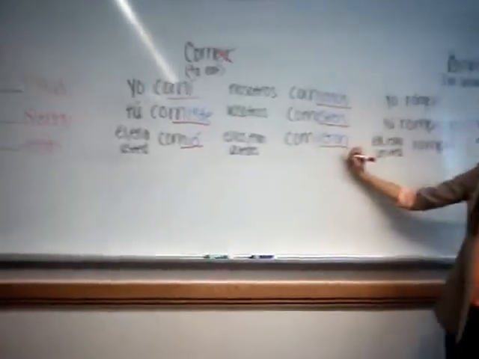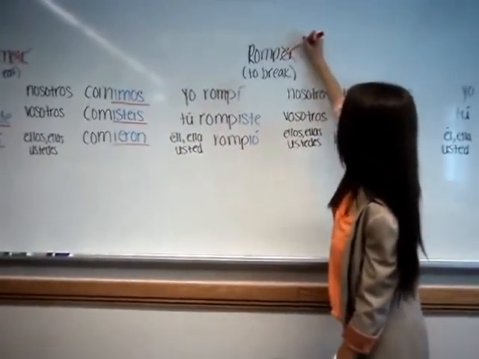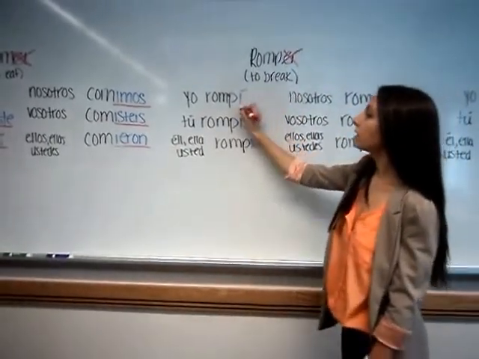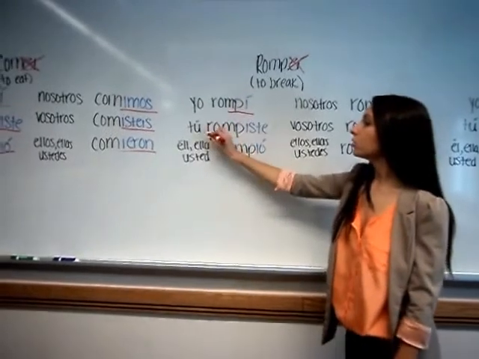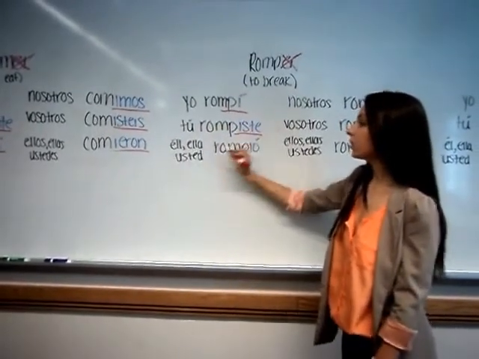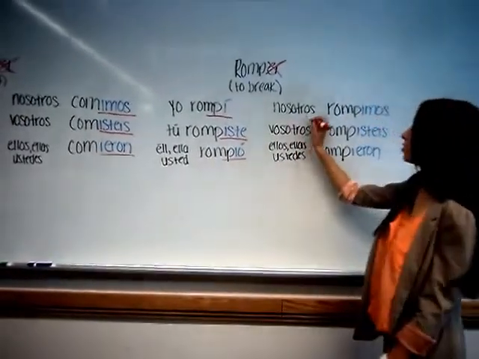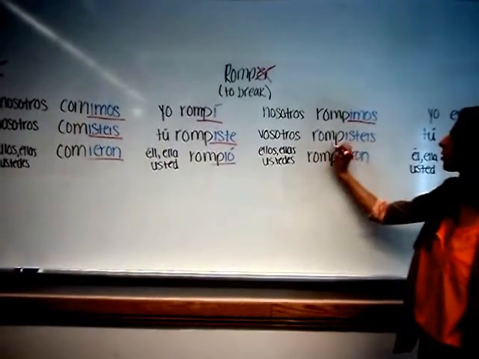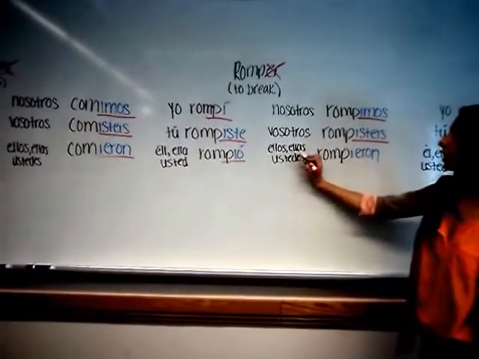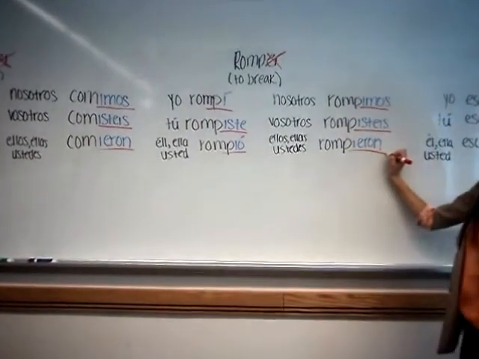Let's do another example. So we cross out this ending, and then we add these. So we have yo rompí, tú rompiste, él, ella, usted rompió, nosotros rompimos, vosotros rompisteis, ellos, ellas, ustedes rompieron.